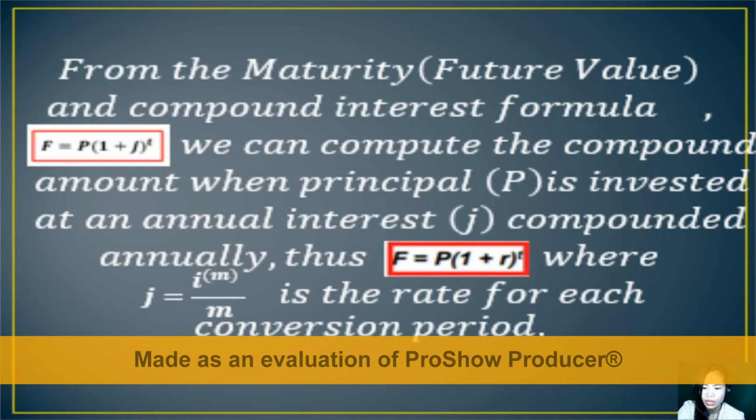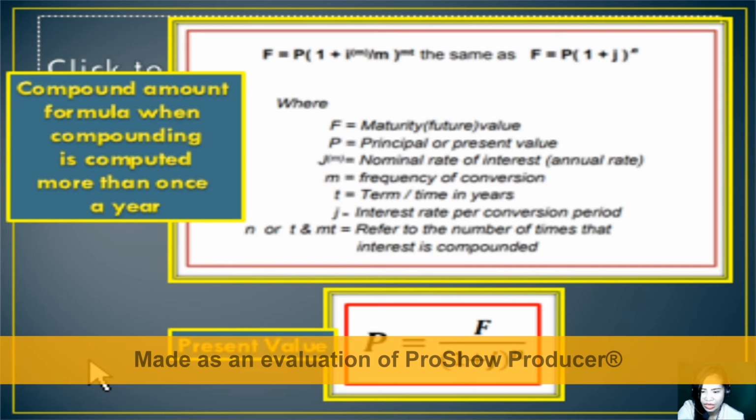Aside from that, you have here the compound amount formula when compounding is computed more than once a year. So we have here F is equal to P times the quantity of 1 plus j raised to the power of n. Why is it that we change it from t to n? Because this time, n is now your number of times that the interest is compounded.